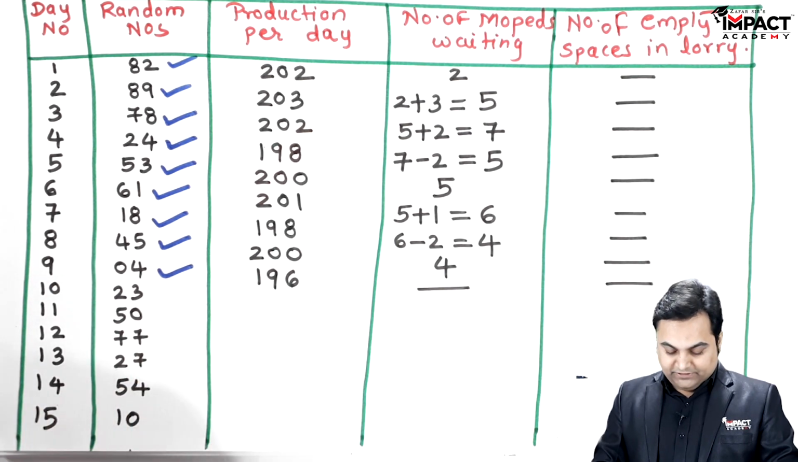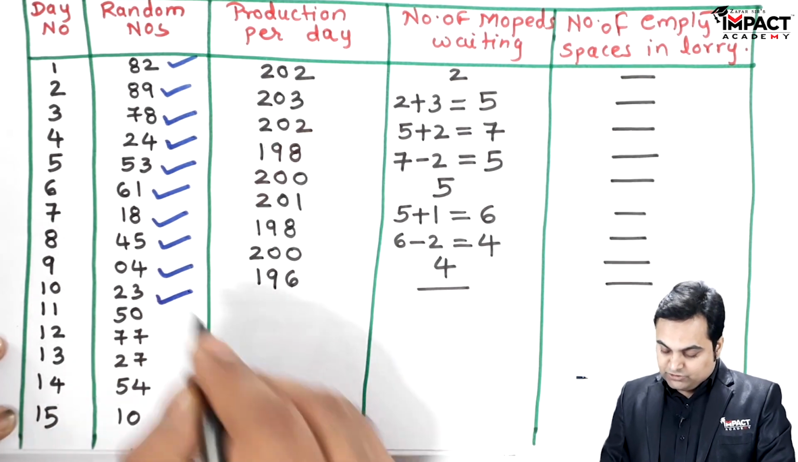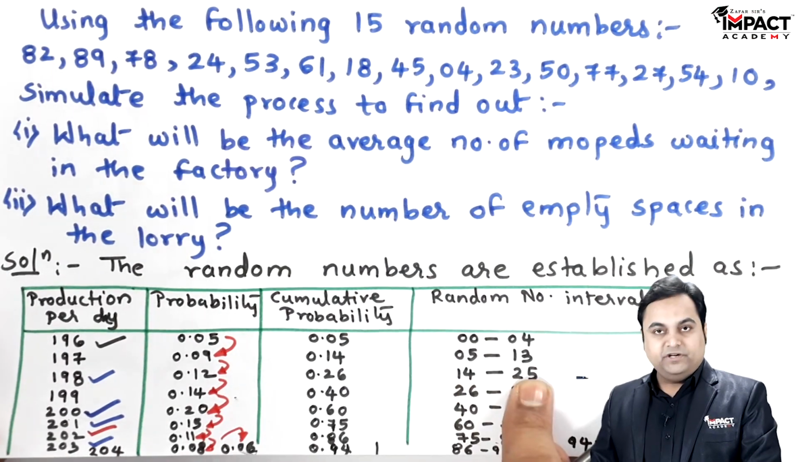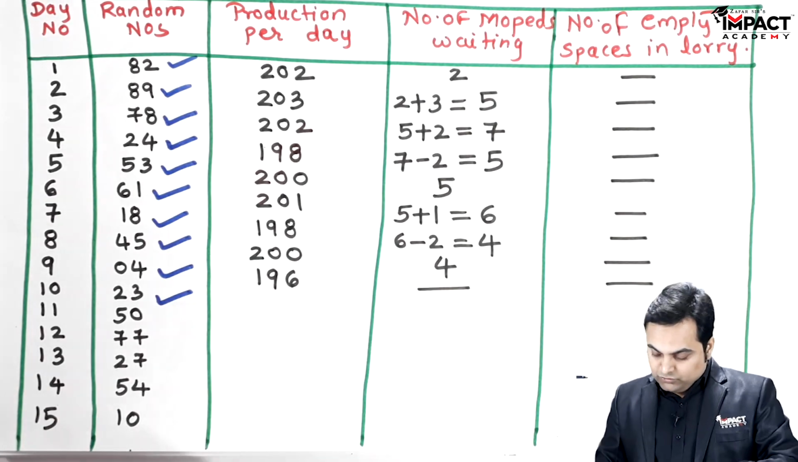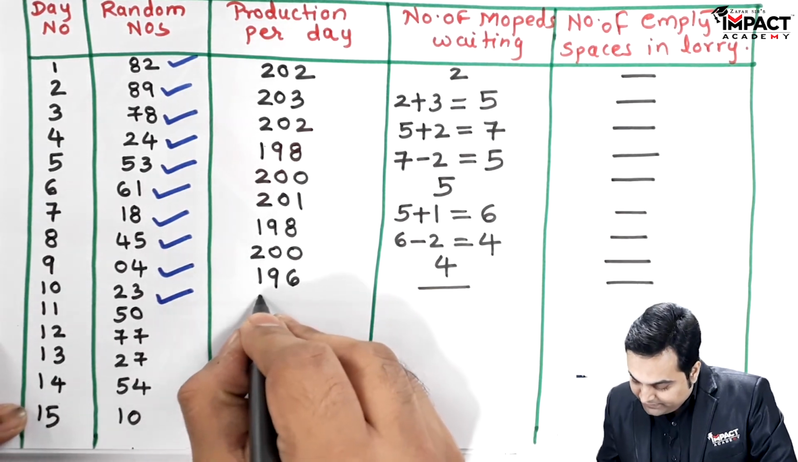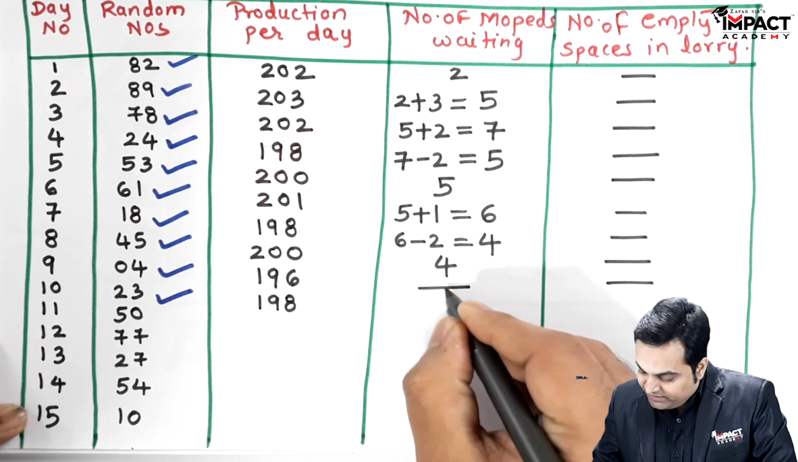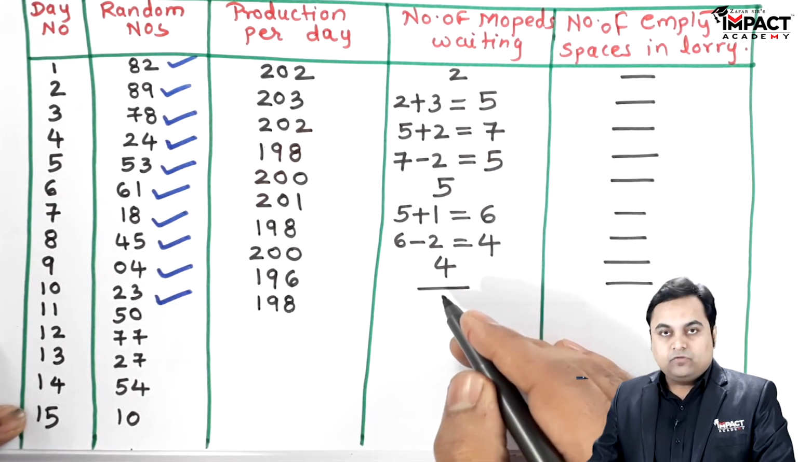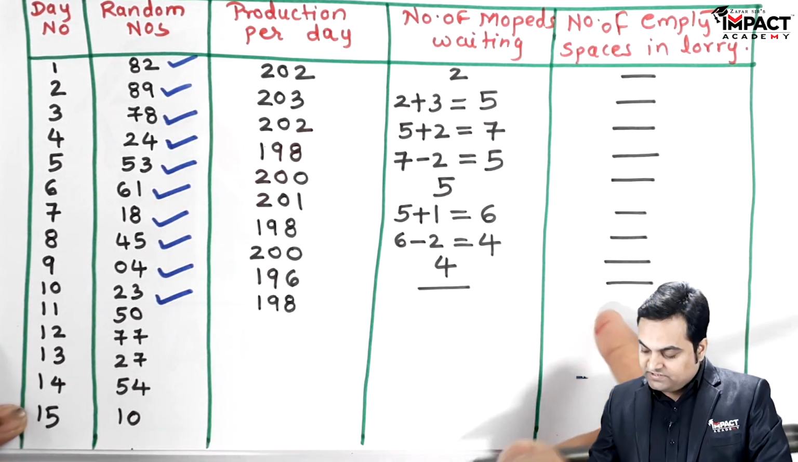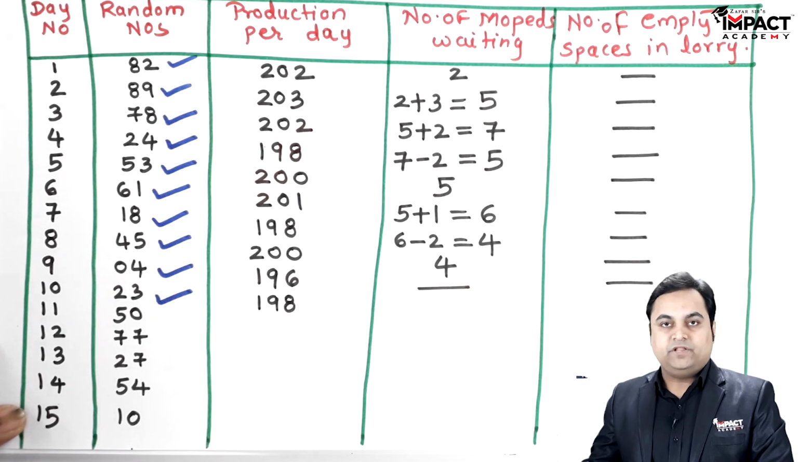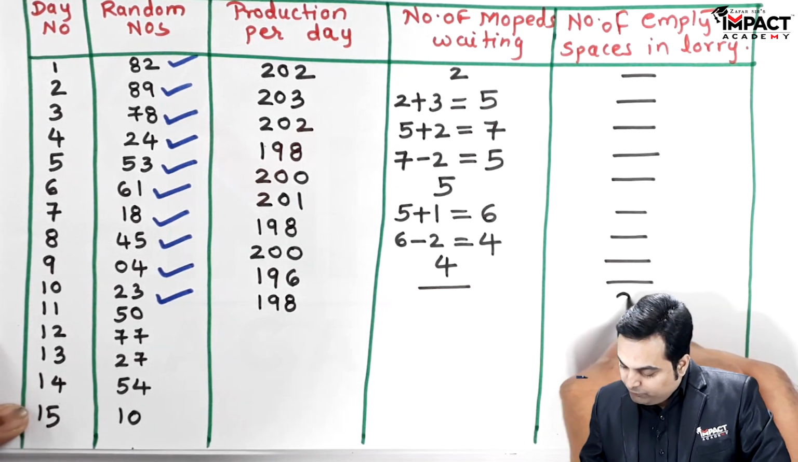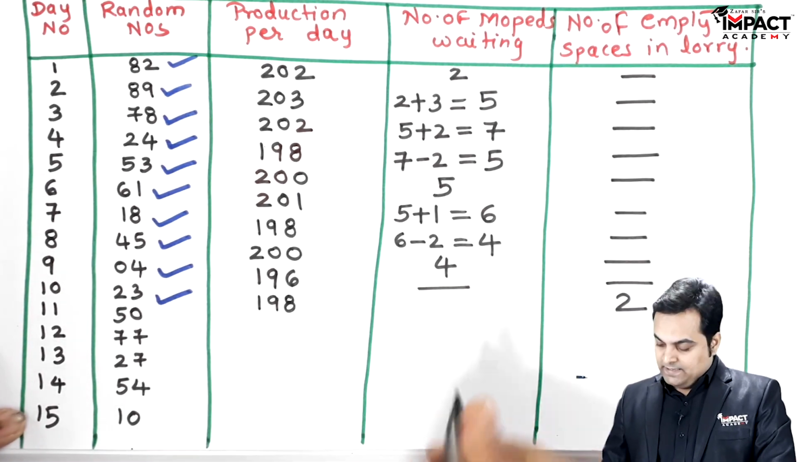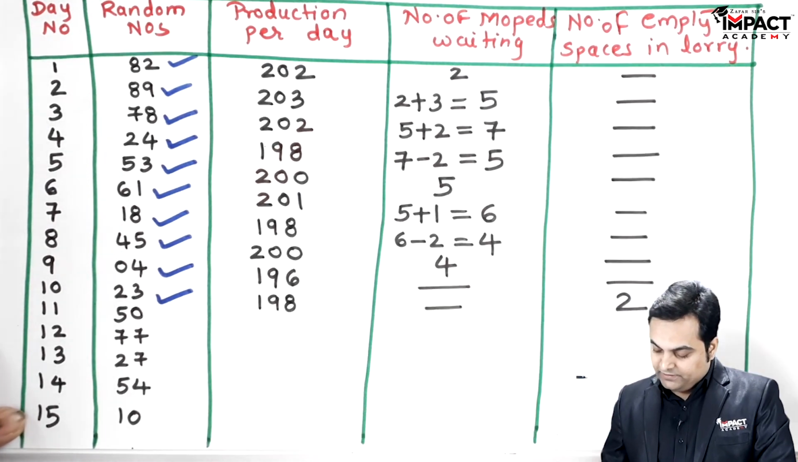Then go to the 10th day where the random number is 23. Go into the interval. See, 23 is between 14 to 25 and it is having production of 198. So now the production is 198 and we don't have any mopeds in the waiting column. So it means now there would be 2 places empty in the lorry because it has to transfer 200 and here only 198 are there. So that means 2 spaces are empty and no mopeds are waiting.